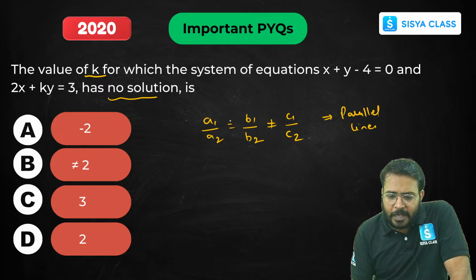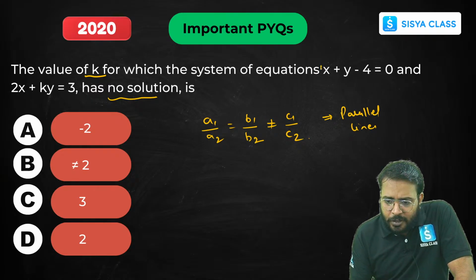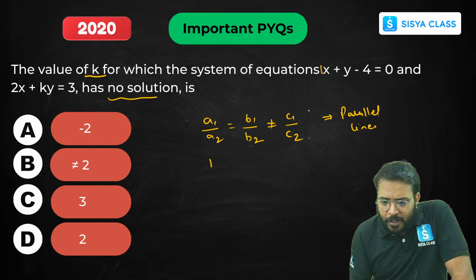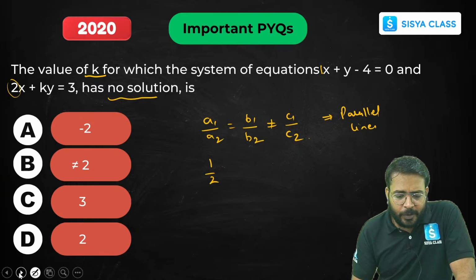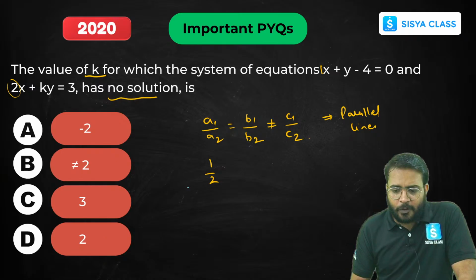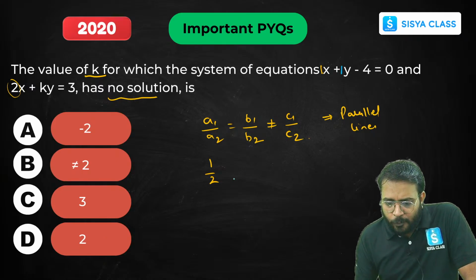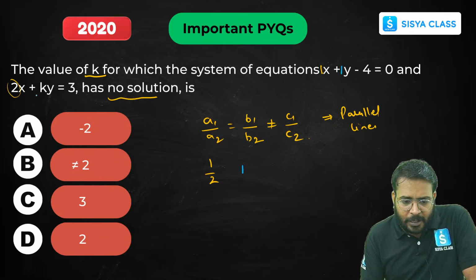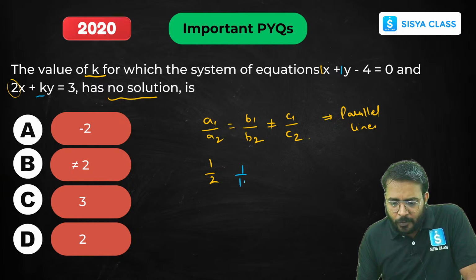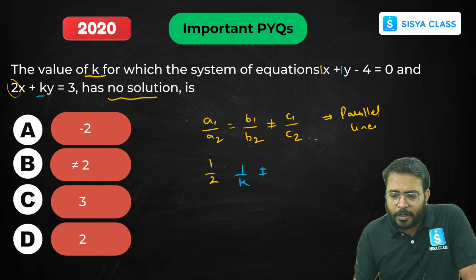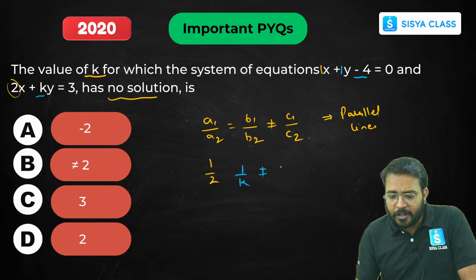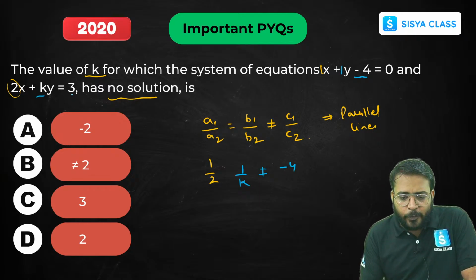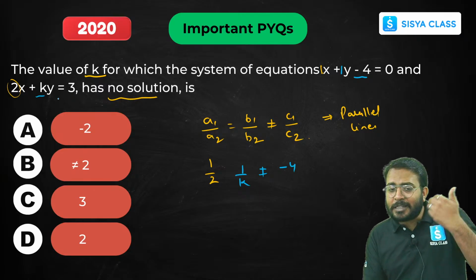What is a1? Here a1, the coefficient of x, is 1. What is a2? The coefficient of x is 2. And what is the coefficient of y? Here also we are going to have 1. And what is the coefficient of y in the second equation? We are having k. Yes or no? And it should not be equal to the constant term, which is going to be minus 4. And here, when you take this 3 to the other hand side, it will become minus 3.